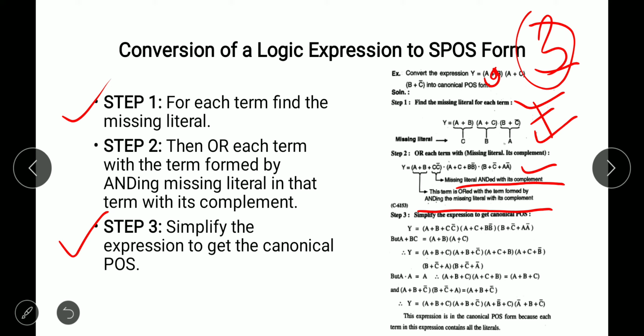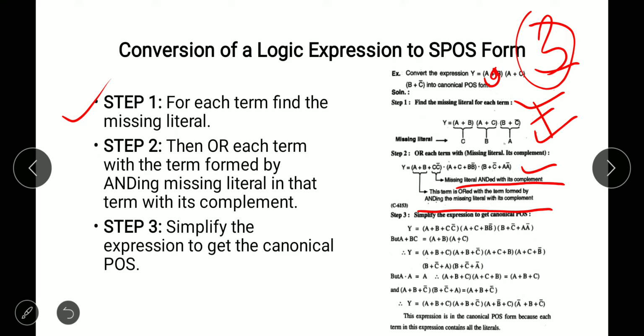Normally we can use the theorems or laws to simplify the expression to get the canonical POS. So a plus b plus c bar. How will we find it out? A plus b plus c is the first term, and a plus b plus c bar is the second term. Then for the second factor, a plus b plus c is the first term and a plus b bar plus c bar is the second term. Then b plus c bar plus a, then b plus c bar plus a bar.